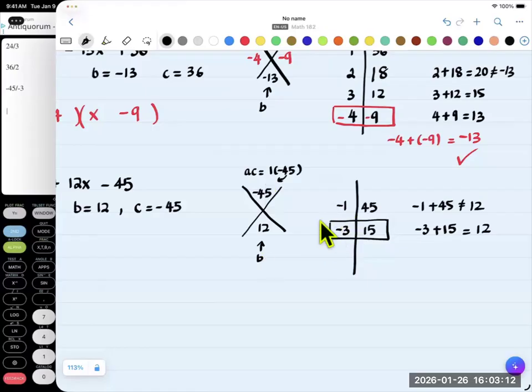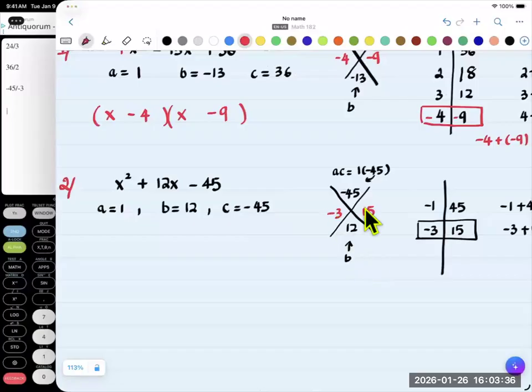Some of you may start with 1 and -45, and then 3 and -15. It's fine, but for 3 and -15, if you add them, you're gonna get -12. Once you get that, you know you have to switch the signs around. So the numbers will be -3 and positive 15. Since a is equal to 1, we don't need factoring by grouping, so we just put the numbers into the factor form: x minus 3 times x plus 15.